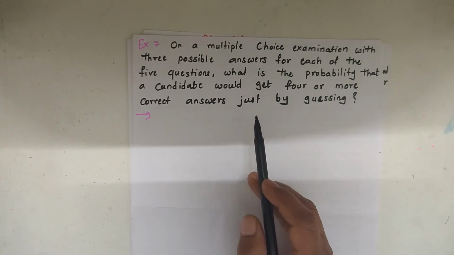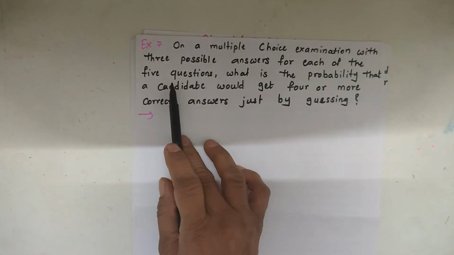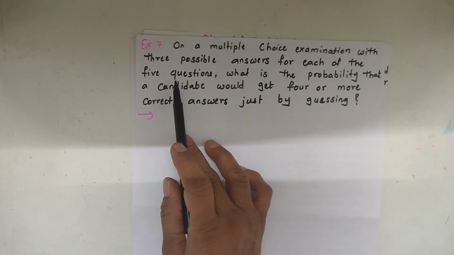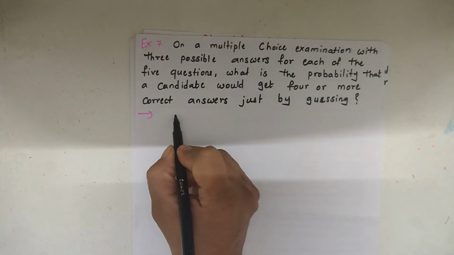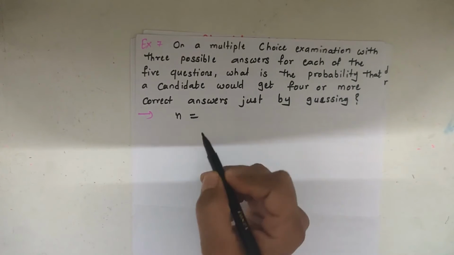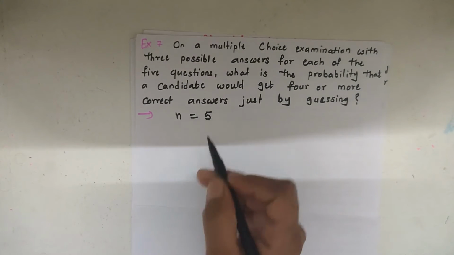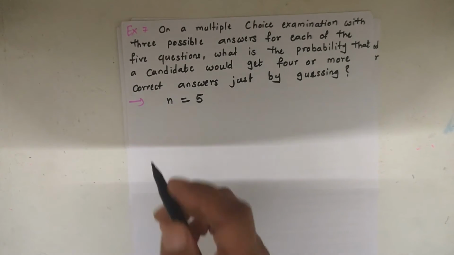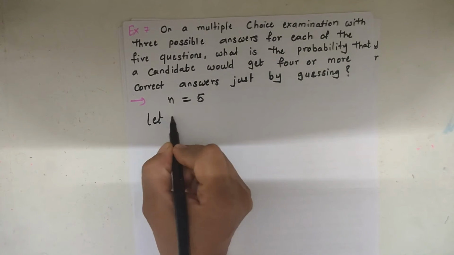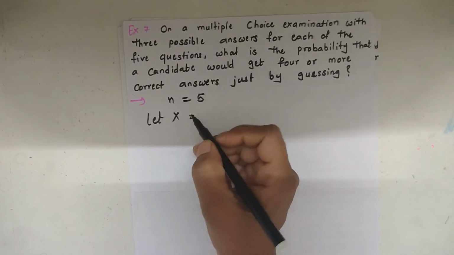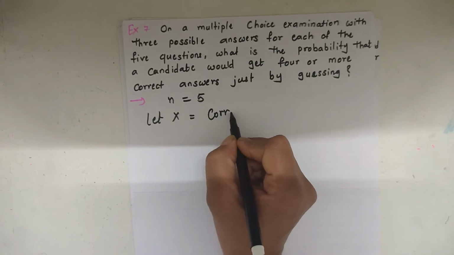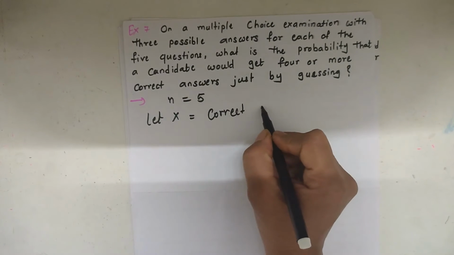Now here the total number of questions is 5. So the number of trials, that is n, is equal to 5. Now here the random variable x is equal to the number of correct answers.